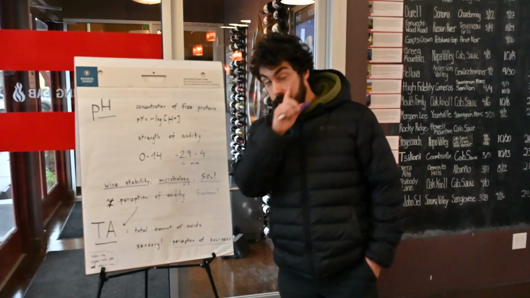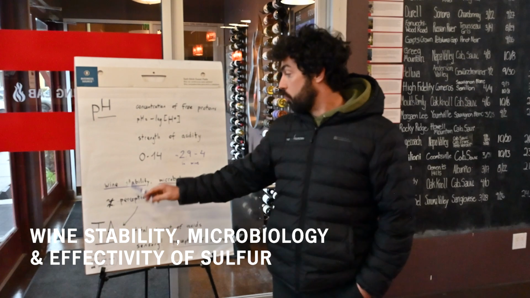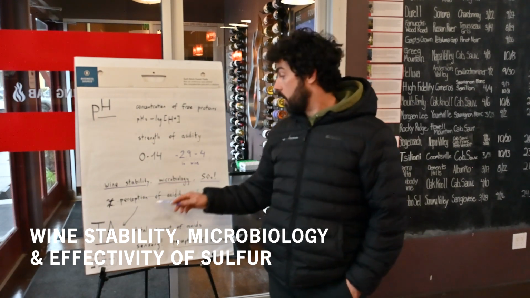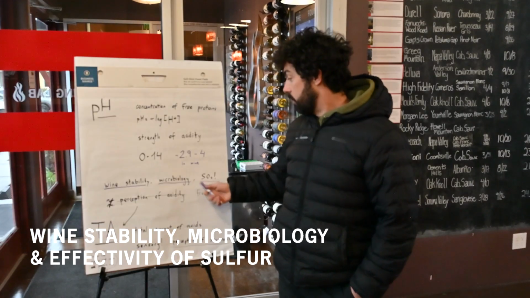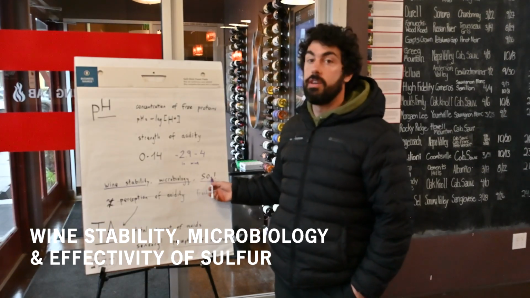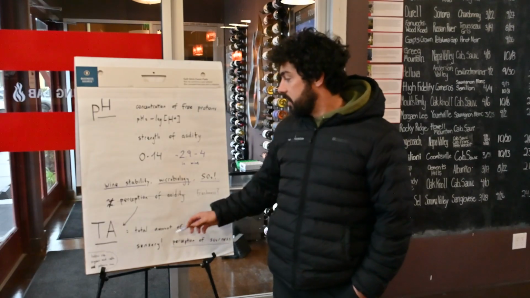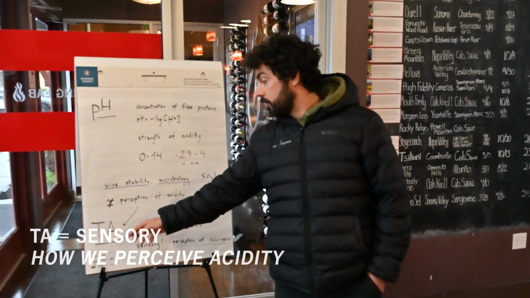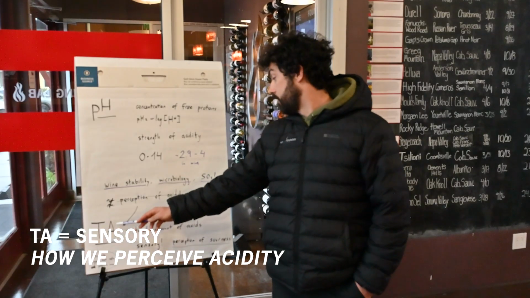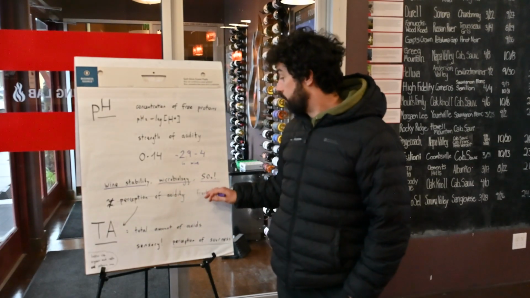pH is very important in winemaking for several reasons, but especially for wine stability, microbiology, and also microbial stability, of course, and directly related to this, the effectiveness of sulfur or sulfites. It is not so strongly correlated with the perception of acidity. That's what we use TA or titratable acidity for. But according to some people, it is related somehow to freshness in wine.